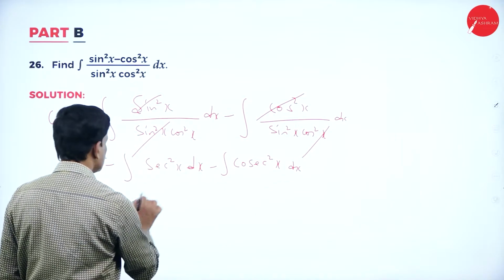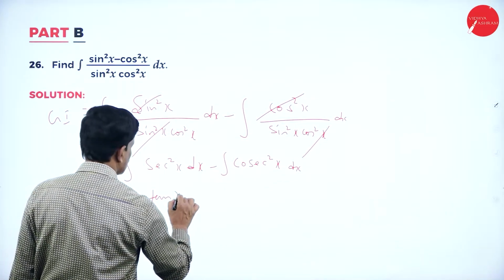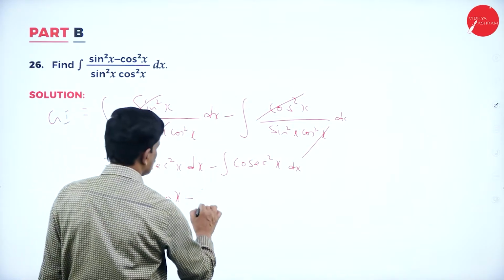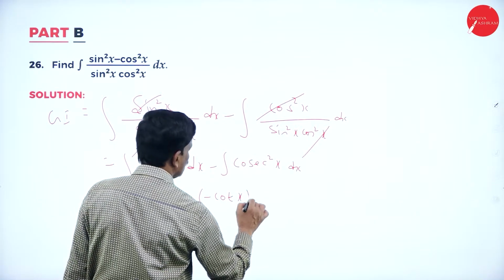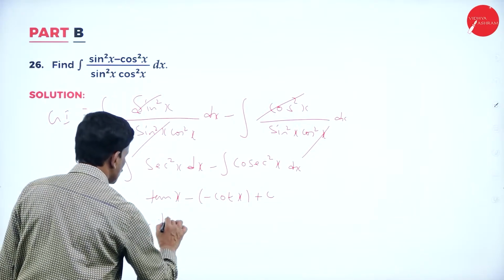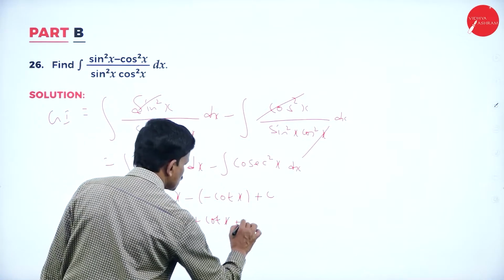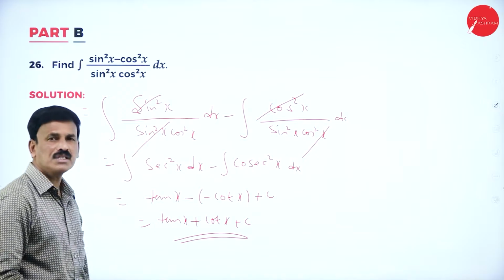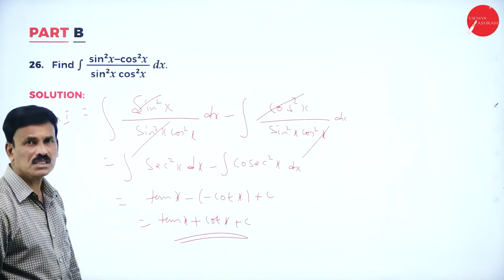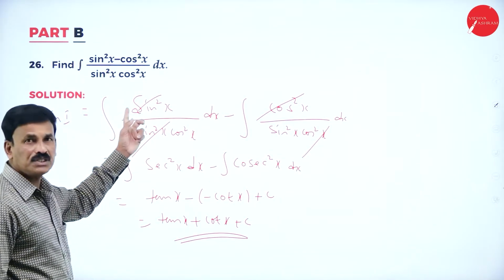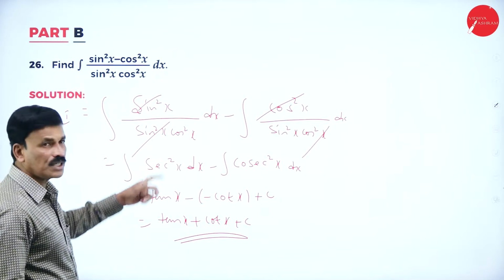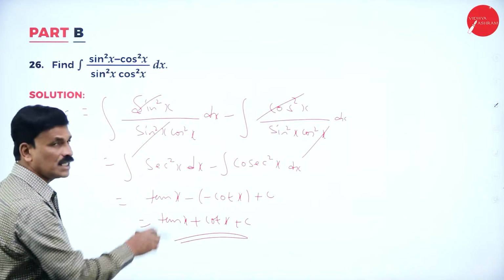Now you know the integral of secant square x is tan x, minus the integral of cosecant square x, which is minus cot x, plus c. Multiplying by the negative sign, tan x minus into minus is plus cot x plus c, is the required answer. So the required answer is tan x plus cot x. That's it.